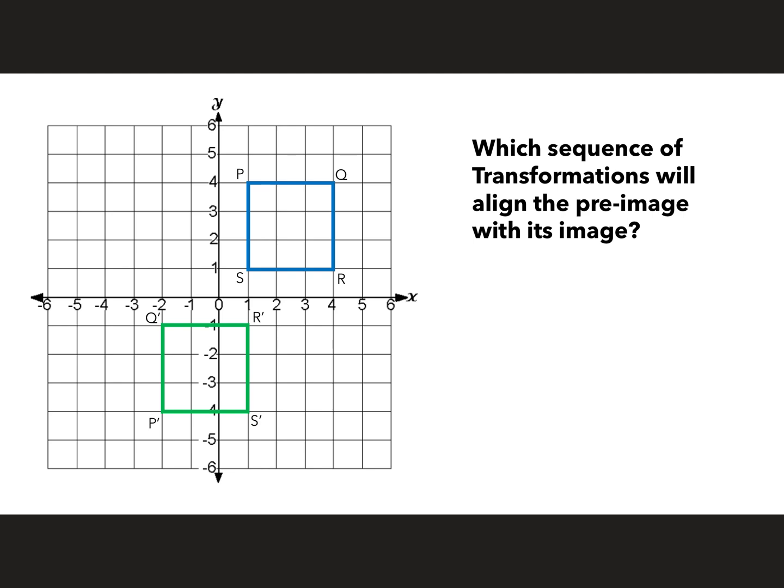Pause the video and talk about how you would translate the blue square onto the green one. Okay, what did you come up with? Did you reflect like we did the last time? Well, let's see what happens when we do that. Here I reflected across the x-axis. Oh, and let's just slide it over. And although my P's and my R's are on top of each other, you notice how the Q's and S's are not. So this isn't going to work.